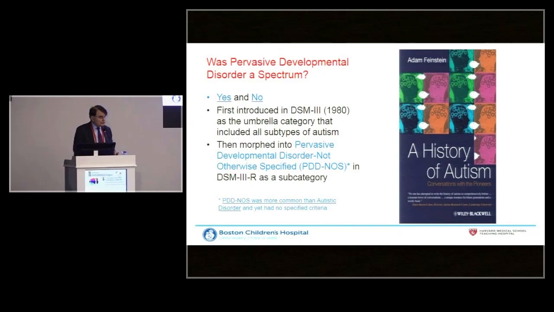The idea was also incorporated, although never as a spectrum, in the Diagnostic and Statistical Manual, third edition, 1980, the first one, as an umbrella category called pervasive developmental disorders. Subsequently, in 1987 in DSM-3R and later versions, there was a subcategory called pervasive developmental disorder not otherwise specified. I was at a presentation in Istanbul, and there was a Turkish name for this which I couldn't pronounce, so I gave up. Some of you may know it.